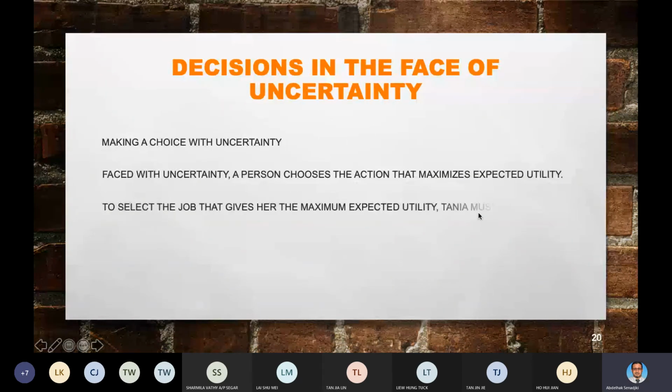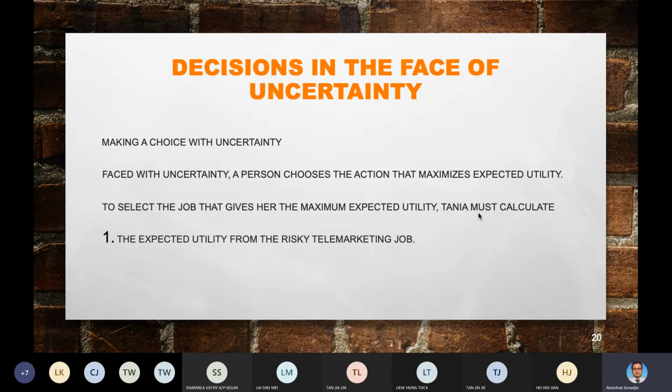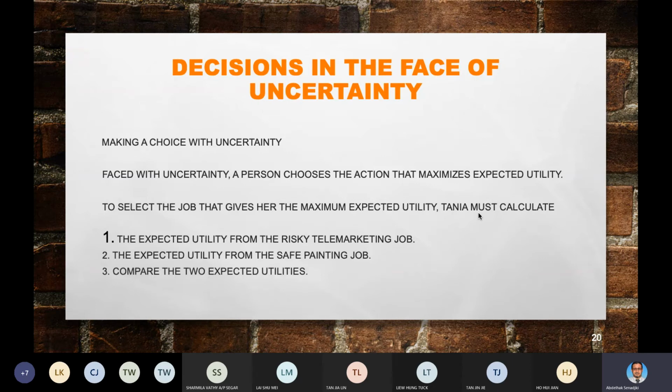So when making a choice faced with uncertainty, a person chooses the action that maximizes expected utility, but not the wealth. To select the job that gives her the maximum expected utility, Tina must calculate first the expected utility from the risky telemarketing job, second the expected utility from the sales painting job, and third, compare the two expected utilities.